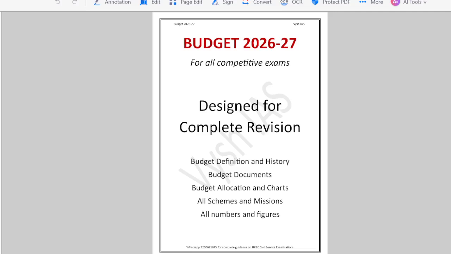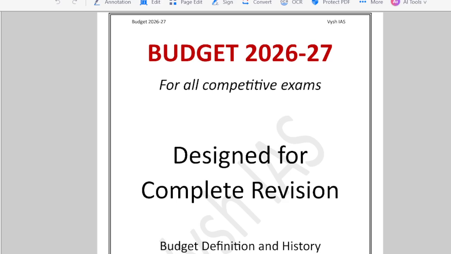Budget and economic survey, very important for your prelims. I have made a compilation for you so that you don't have to worry about any of the schemes or any of the outlays, anything which is to be learned for UPSC. Both the budget and the economic survey.